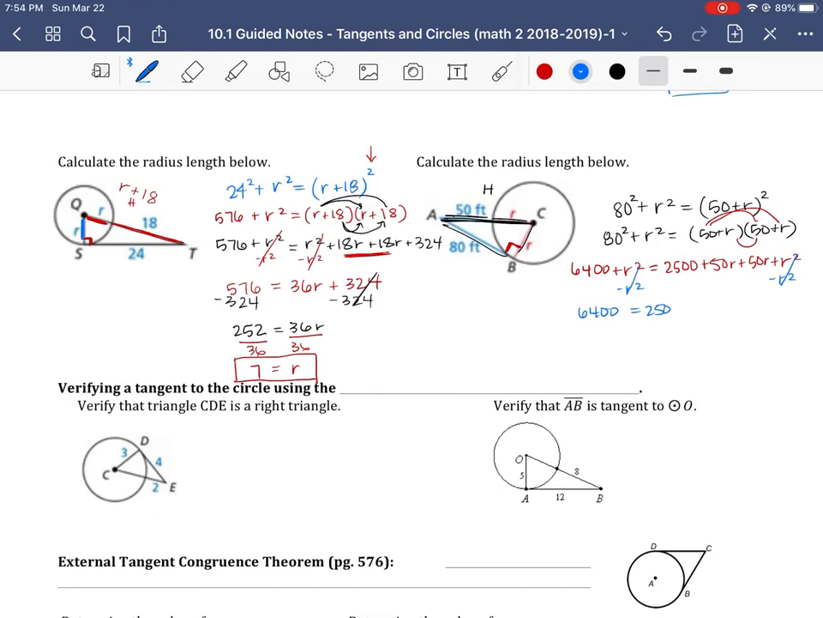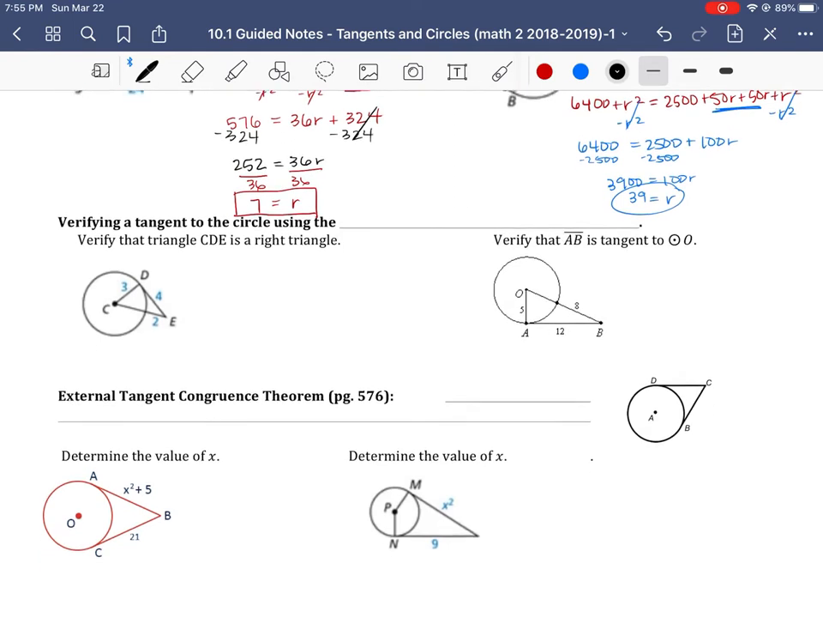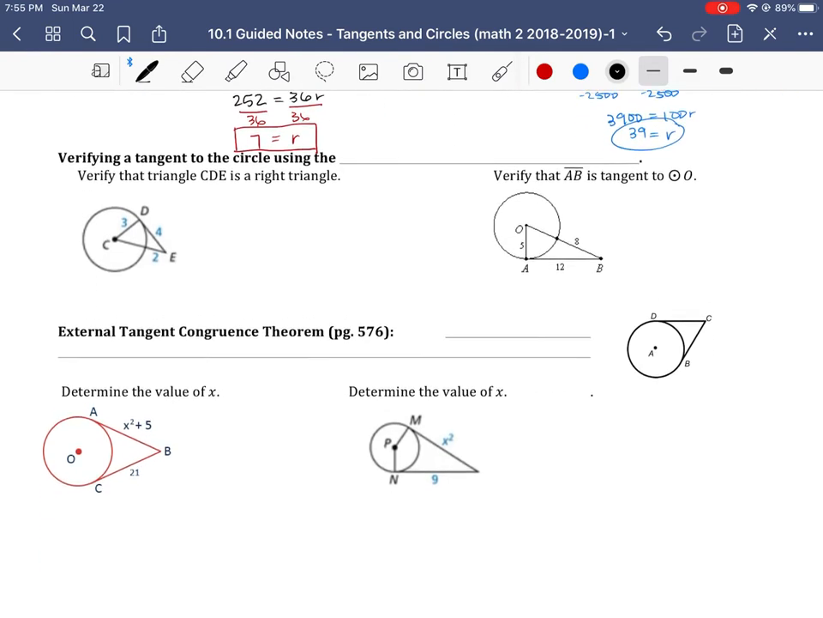6400 is equal to 2500 plus, then we add those two 50r's together, which is 100r. Then we subtract this over, and we end up with 3900 is equal to 100r, divide by 100, and we get 39. So same process over and over again, just the Pythagorean theorem. We just need to combine our knowledge of foiling there.